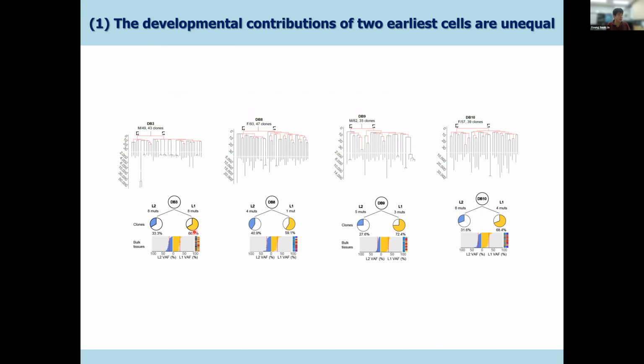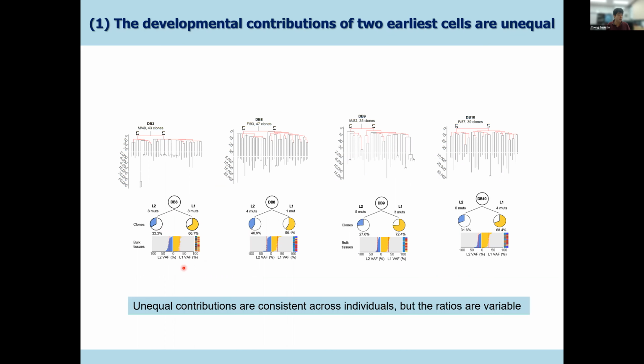This is consistent with the other 4 individuals. As you can see here, we can find the unequal contribution in all the other individuals, although the relative contribution ratios are different across individuals. So this ratio is 1 and 2, and this is 40% and 60%. That means in all the individuals, the unequal contributions are consistent, but the relative ratios are variable. That is what we observed from our capture and recapture phase sequencing.